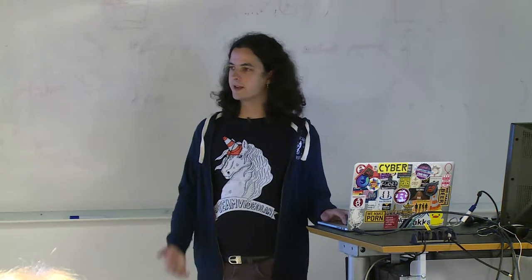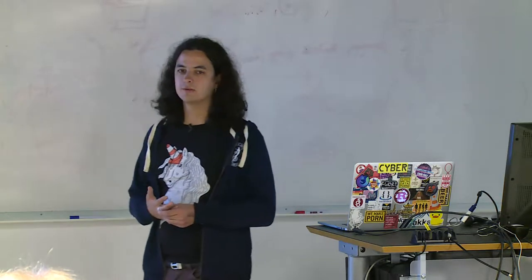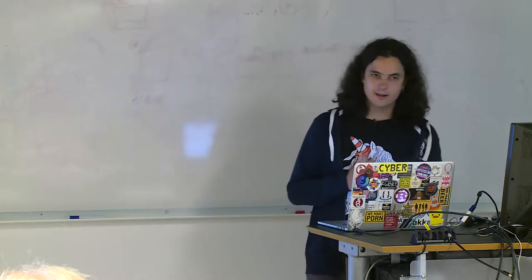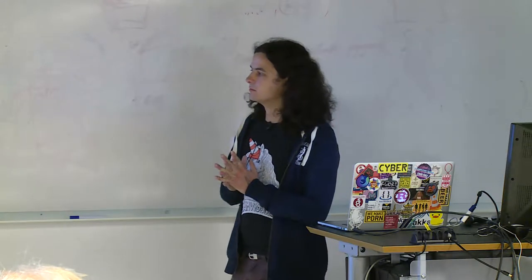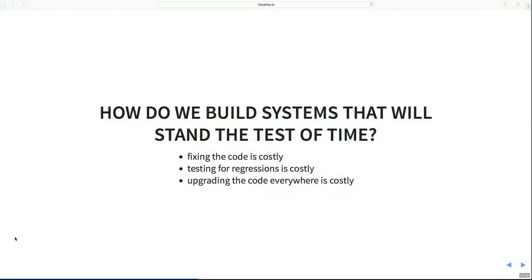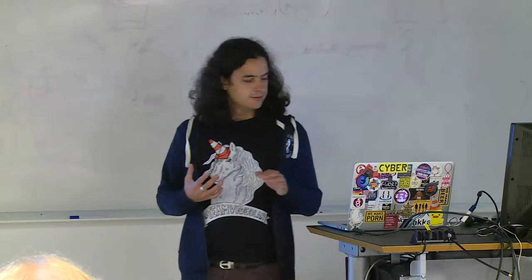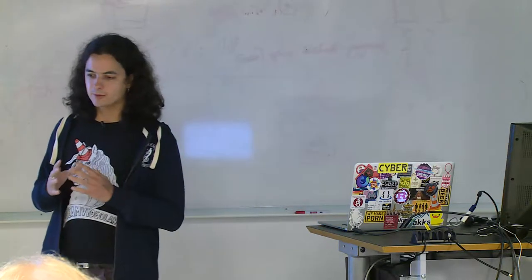So from there, how can we make sure that we have building blocks that are safe? The issue is cost, mainly. Because fixing the code will be costly. Making sure everybody gets the new code, the correct code, is costly too. So we want to find a way to fix our infrastructure right now without breaking everything. Because the cracks are showing.